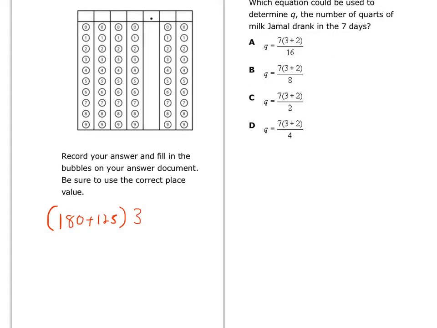Now, on number 4, if I'm looking at that equation, what's the first thing I want to solve? Add 180 plus 125. We got to do parentheses first by adding. So 180 plus 125, that equals 305. And it's still times 3. So 305 times 3 is 915. Now, make sure you keep track of where this decimal is when you're filling this out. We had a lot of problems with that on the benchmark.